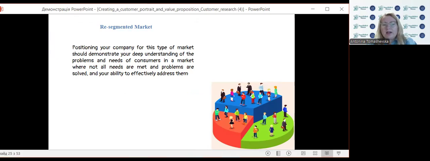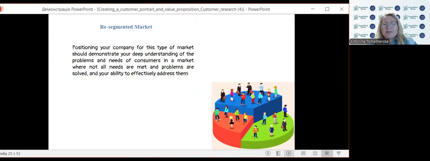Examples: Netflix created the online streaming segment within the TV or video rental market. IKEA, furniture with a focus on low price plus design. Xiaomi, smartphones like flagships but twice as cheap. Starbucks, resegmentation of coffee: not just a drink, but atmosphere and experience.